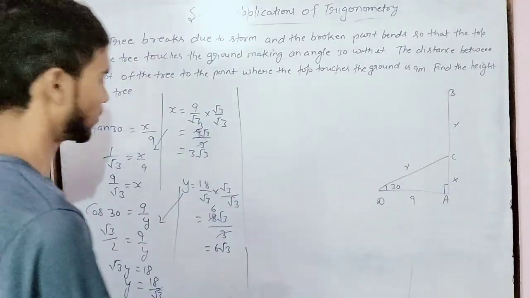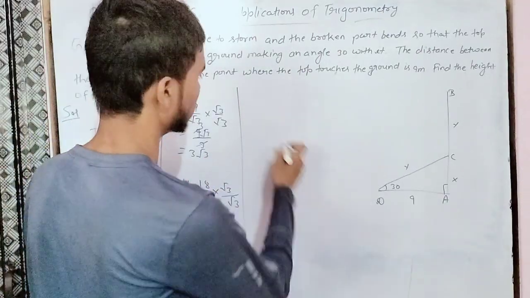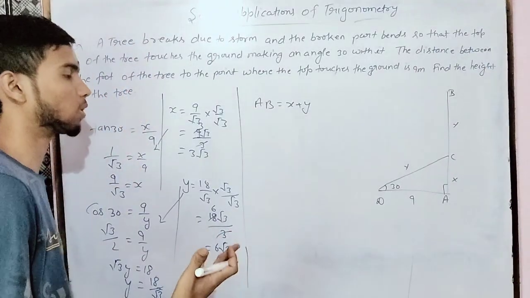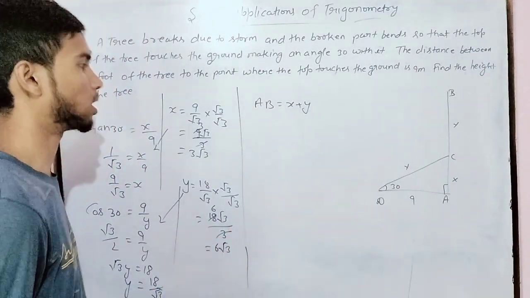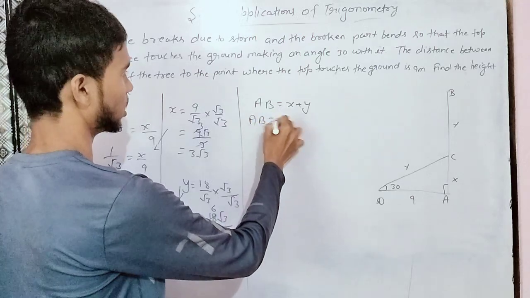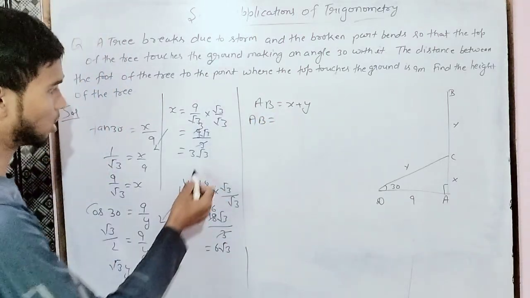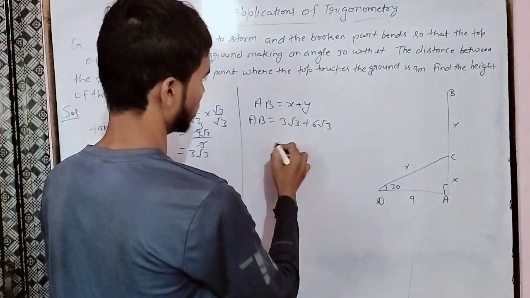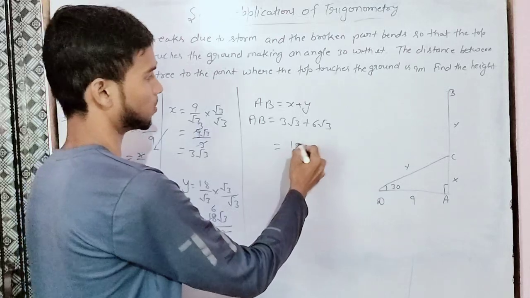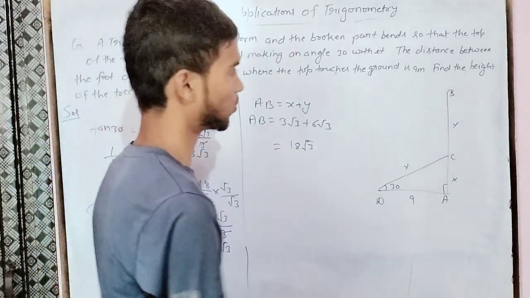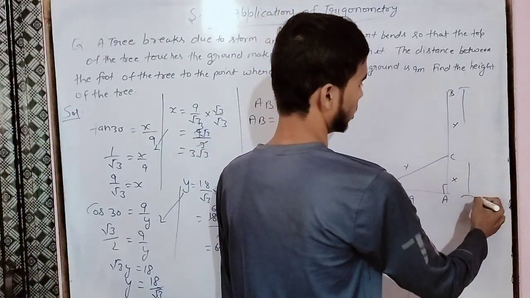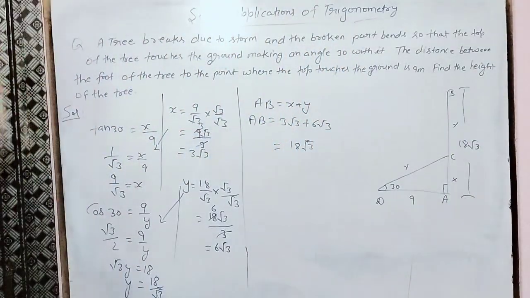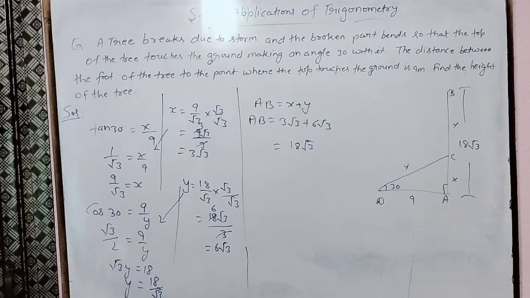Now what else? We will add x plus y. We will get what? So to find AB, we will add x plus y. We will get the original height of the tree. So x is 3 root 3 plus y is 6 root 3. We have what, 9 root 3. So finally we can say from here to till here is what, 18 root 3. That is how the answer will come.